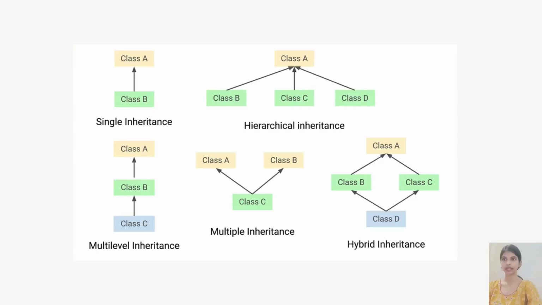We have the flow diagrams for different types of inheritance, where we have single level inheritance, hierarchical inheritance, multi level, multiple, and hybrid inheritance, showing how the classes are derived from one single class, or even classes derived from multiple classes to form a structure.